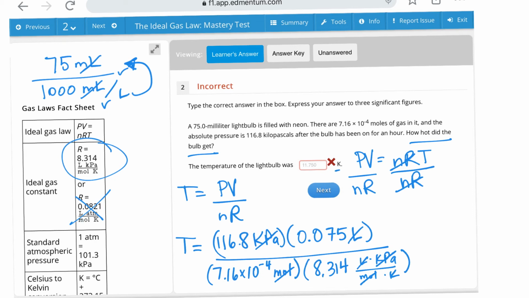Okay, so when I put this in my calculator, 116.8 multiplied by 0.075 liters. I'm going to multiply the top first. And I get 8.76. And then I'm going to multiply the bottom.